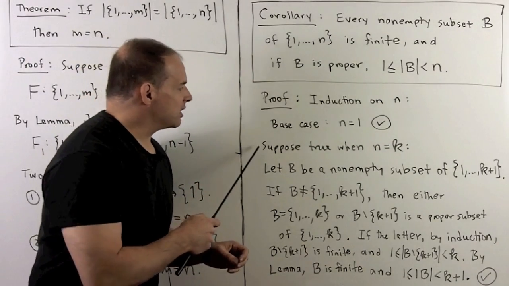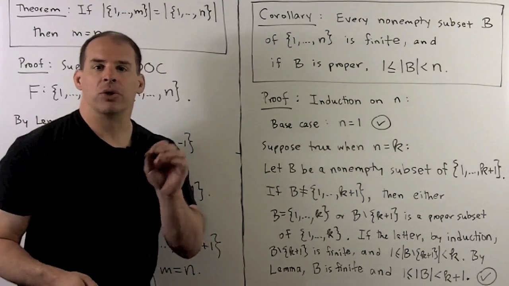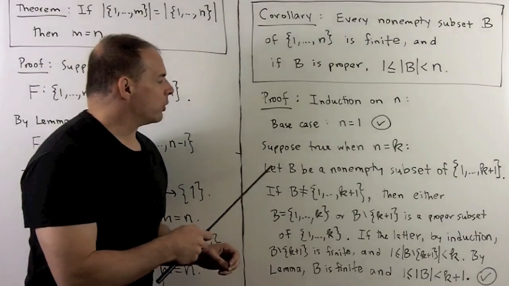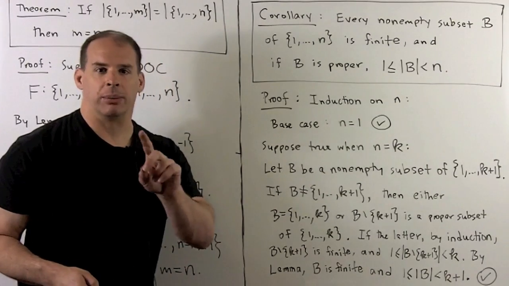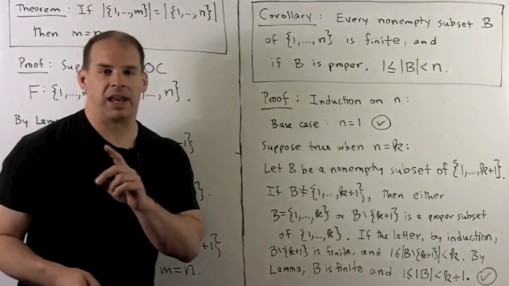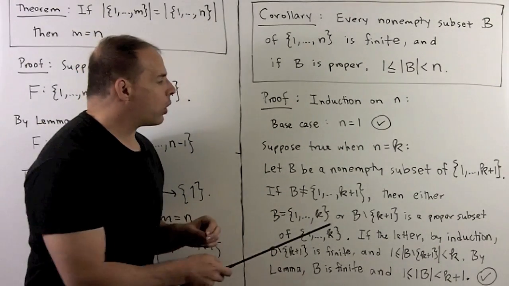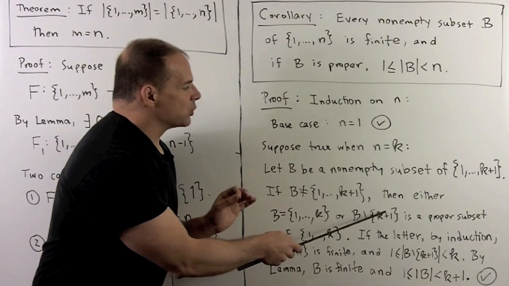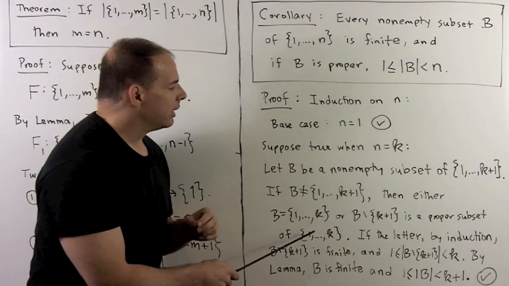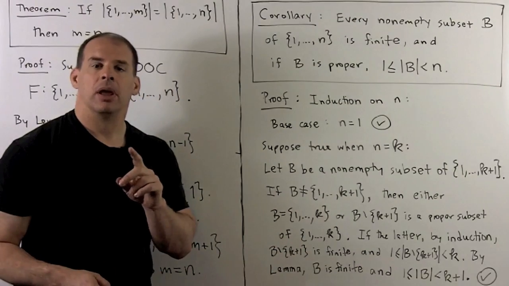For the induction step, we suppose it's true when n is equal to k. We want to show the corollary is true when n equals k plus 1. So we let B be a non-empty subset of {1 through k plus 1}. If it's not everything, then 2 things can happen. Either B is equal to {1 through k}, or B, throwing away k plus 1, is a proper subset of {1 through k}. If it's the first case, then there's nothing to show.